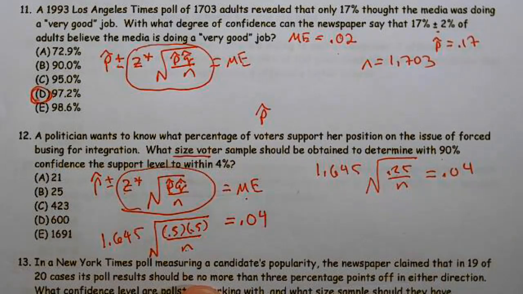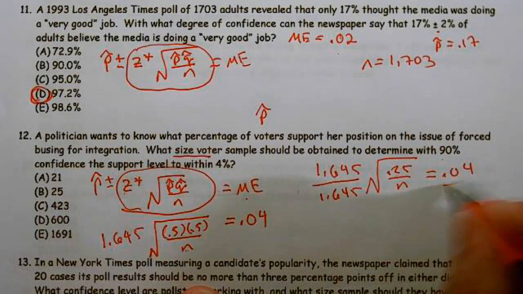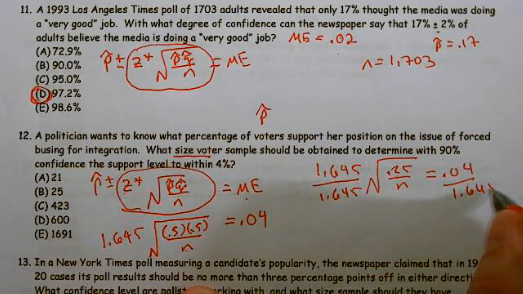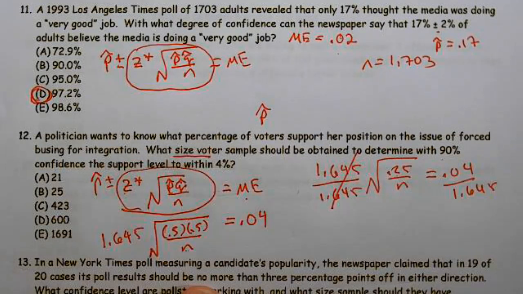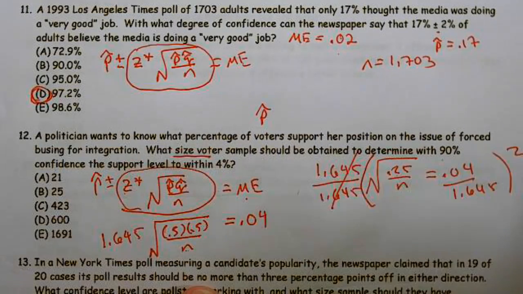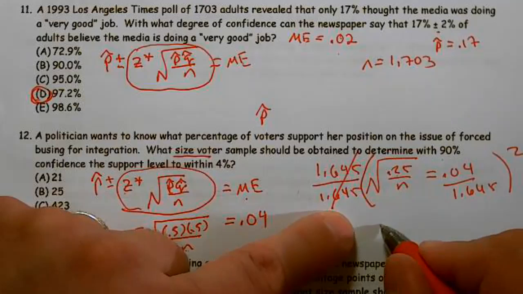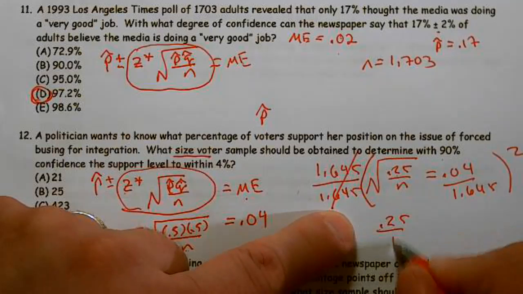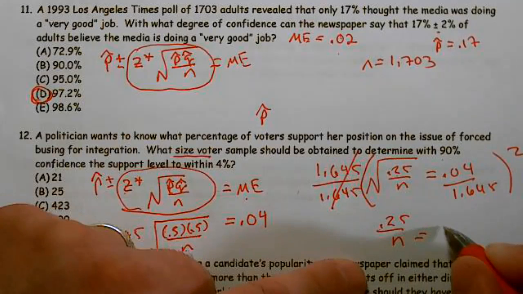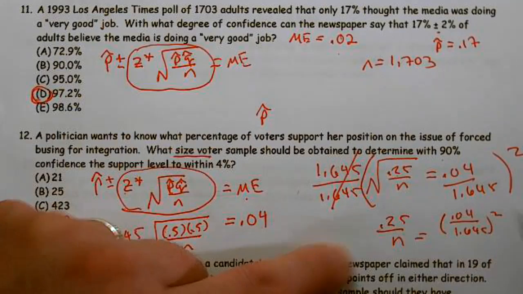0.04. I'm going to divide both sides by 1.645. That's going to go away. And then I'm going to go back and use my horrible math and square that. So this is going to be 0.25 over n equals 0.04 divided by 1.645 squared.